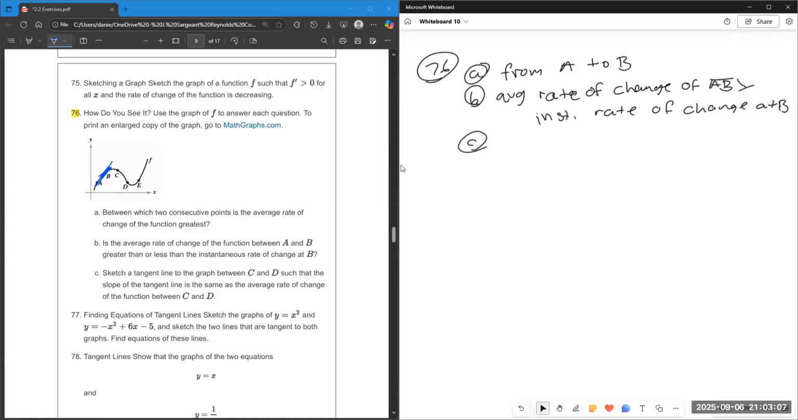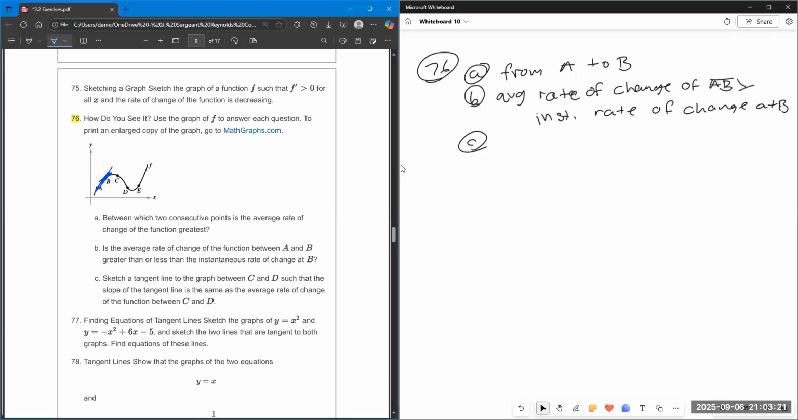Sketch the tangent line to the graph between C and D such that the slope of the tangent line is the same as the average rate of change of the function between C and D. Interesting. So they want us to use the intermediate value theorem, and here's the point. Here's C to D.